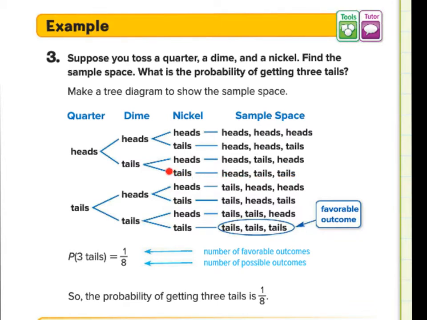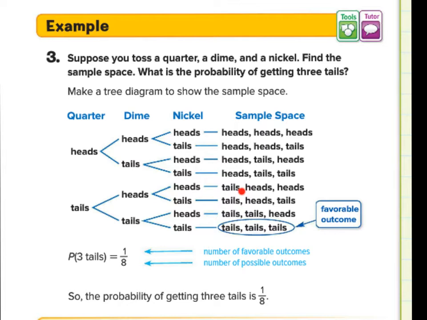Now, you're probably wondering, why isn't there any tails here? Well, that's because that's only the probability with a quarter getting heads. What if the quarter gets tails? Then we have tails, heads, tails, heads, heads, you see? Tails, heads, tails, until you hit every single possibility.